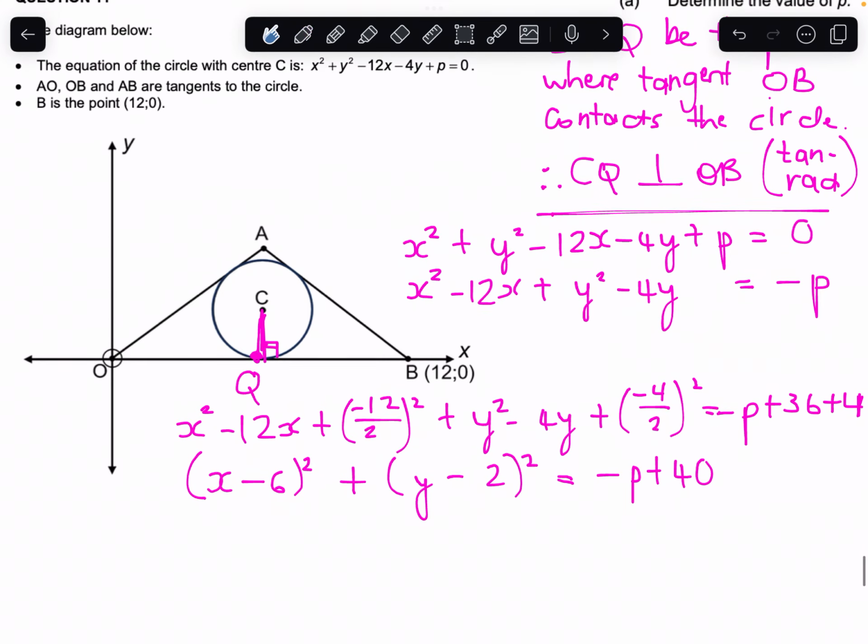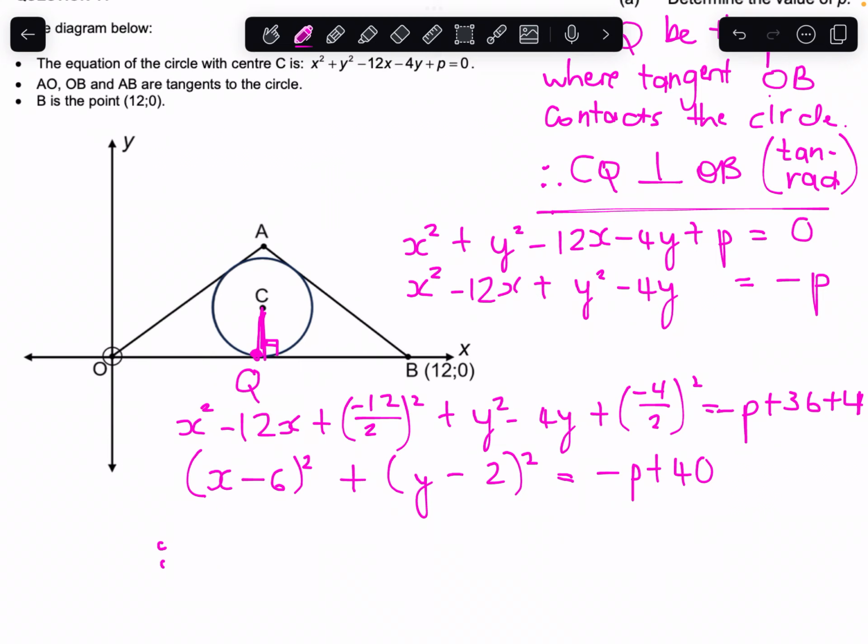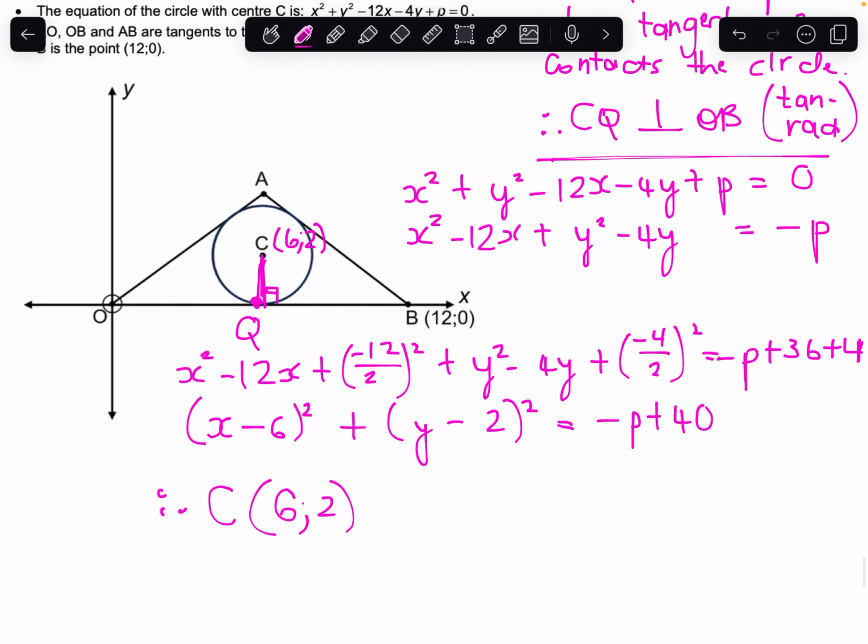Okay, so what does this tell us? This tells us that the center of the circle, its coordinates are 6 and 2. So this is 6 and 2, right? And so therefore, the coordinates of Q, more specifically, the coordinates of Q are going to be 6 and 0, right?